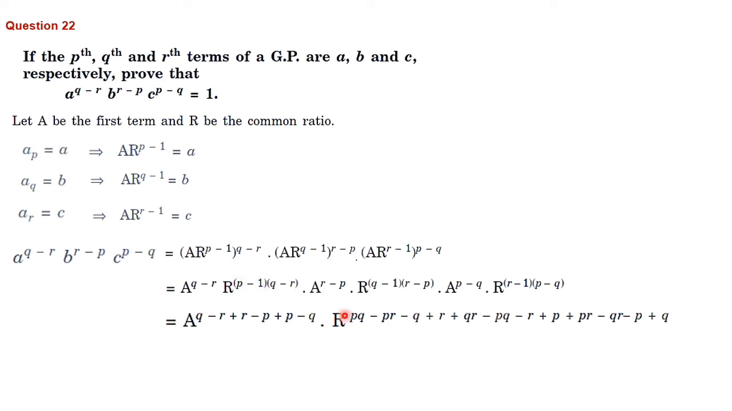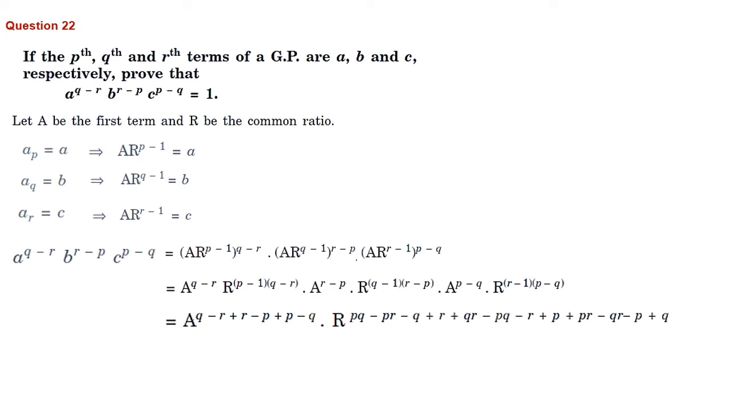P into q, pq; p into r, minus pr; minus 1 into q, minus into minus, plus r. So this bracket is over. We are coming to the next bracket. That means q into r, qr; q into p, minus pq; minus 1 into r, minus into minus, plus 1 into p is p. Then this bracket: r into p, pr. Then here r into q, that is minus qr; minus 1 into p, that is minus p; minus into minus, plus q. Now you see whether cancellation is possible or not.